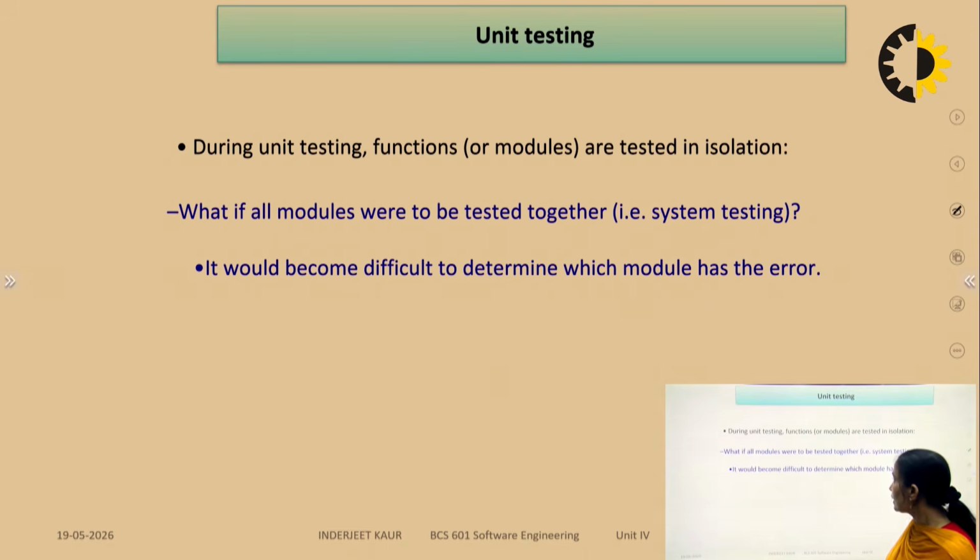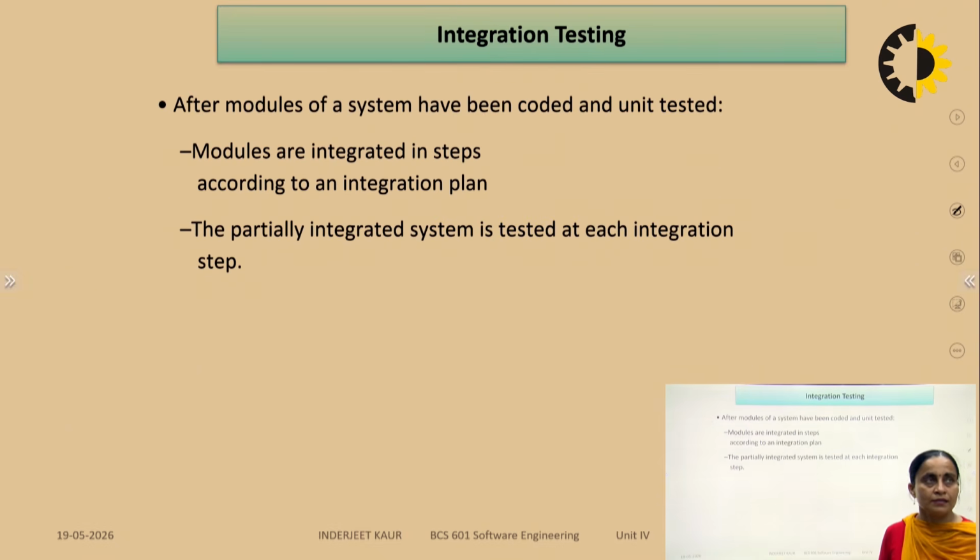Starting with unit testing: during unit testing, different functions or modules are tested separately, in isolation. If all the modules were tested together, as is done in system testing, it would be very difficult to determine in which module the error is coming from.